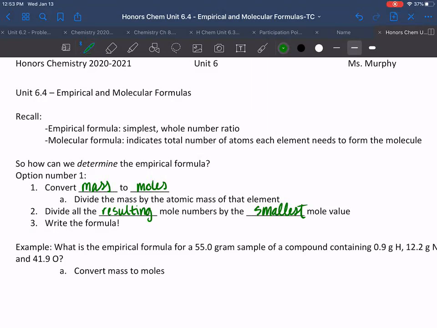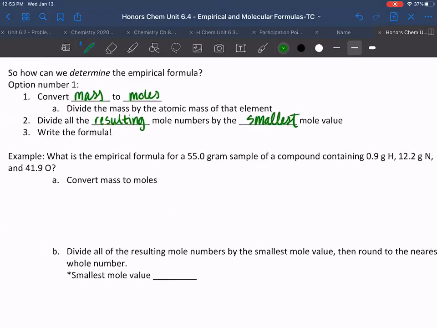Typically how we write this formula, and this goes for you guys, is whatever way I present the elements. So if I say C, then H, then O, that is the same way you'll write your formula, CHO with subscripts. So typically just write it however it's presented. So let's start with an example.